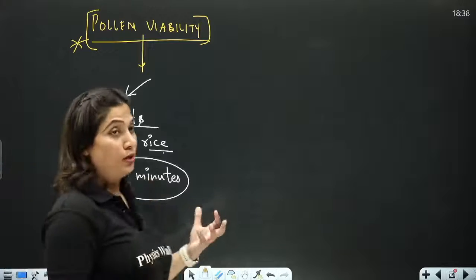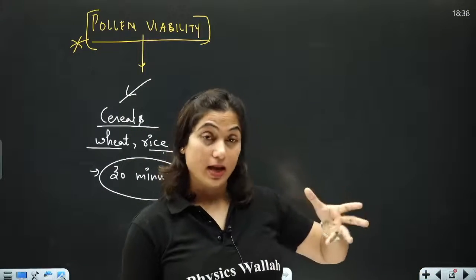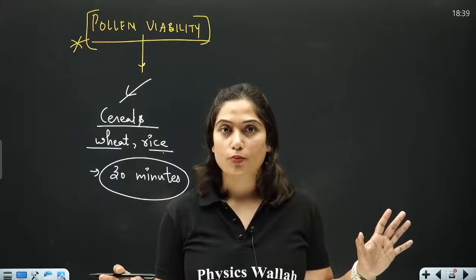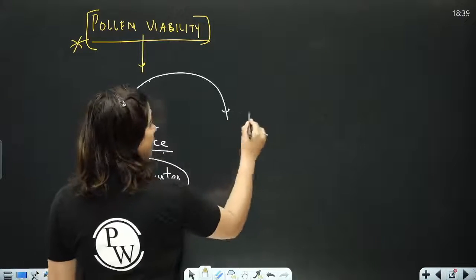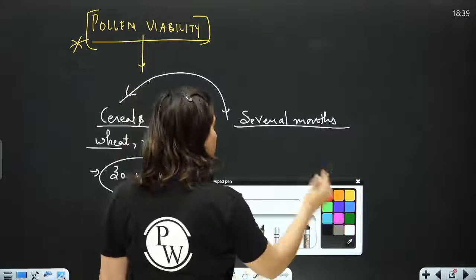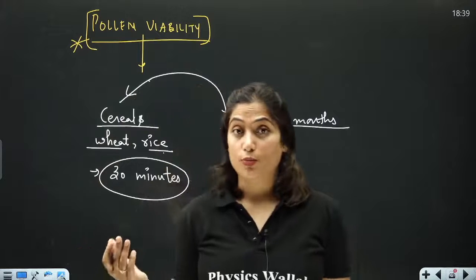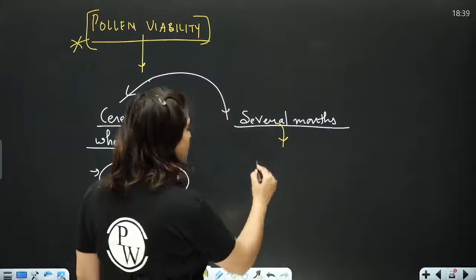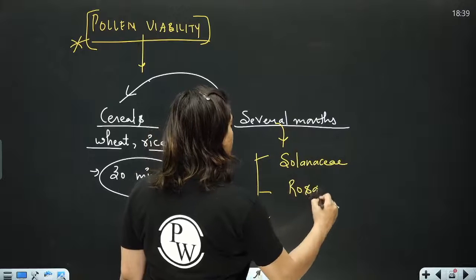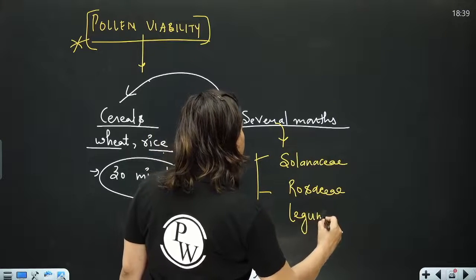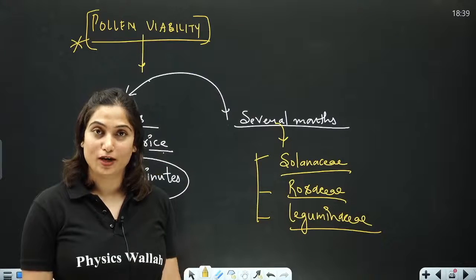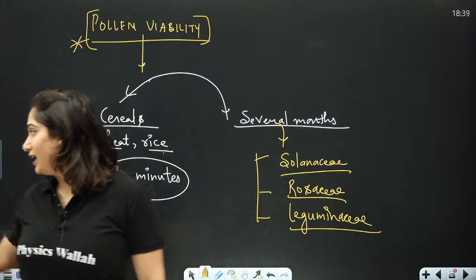That means when the pollen grain comes out of the anther, then within half an hour it has to reach the stigma. If it doesn't, then it is wasted. It will not be able to form a pollen tube after that. Then the pollen viability can be of several months. That means after coming out of the anther, the pollen grain is capable of forming the pollen tube even after several months. The examples given in NCERT are 3 families: the Solanaceae family, that is the potato family; the Rosaceae family, that is the rose family; and the Leguminosae family, that is the pea family or the soya bean family. These 3 families have pollen viability for several months. Okay, so this is regarding the male reproductive part.